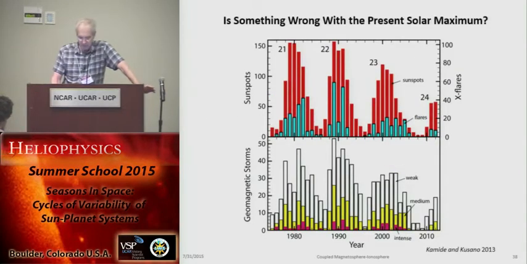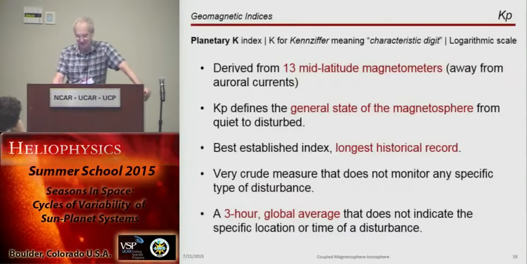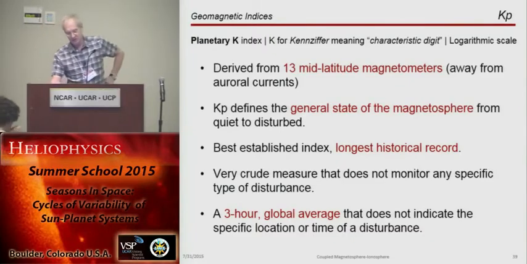And then we're in an extended period of weak solar activity. The geomagnetic storms have been quite weak during this period, and some people are asking themselves, what's wrong? Something wrong here. Well, of course, nothing's wrong. It's just the way the Sun is. But okay, I'm going to go through these next ones quickly.